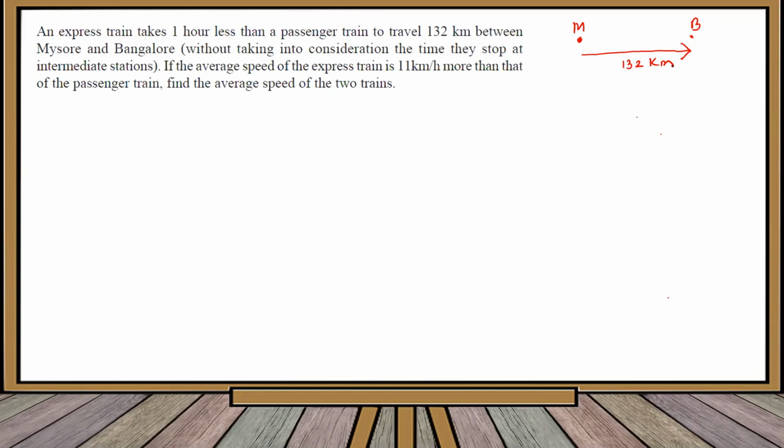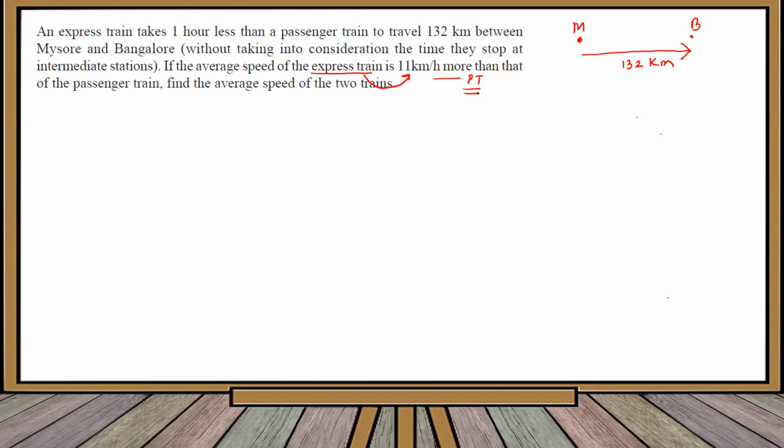If the average speed of the express train is 11 km per hour more than the passenger train, find the average speed of the two trains. So they are telling us that the express train is faster by 11 kilometers per hour than the passenger train. What is asked is to find the average speed of the two trains.